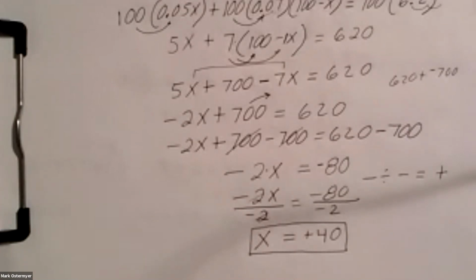To get rid of fractions, we multiply both sides by the least common denominator. To get rid of decimals, we multiply both sides of our equation by an appropriate power of 10. That means either by 10 or 100 or 1,000. Okay. And that will always get rid of your decimals. Okay.